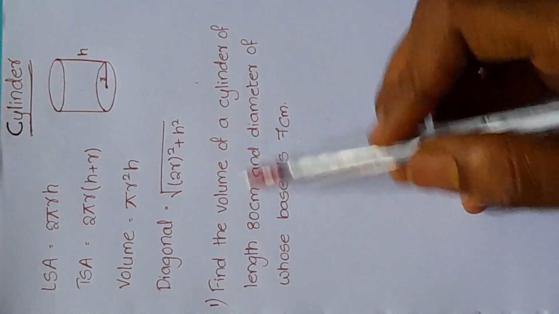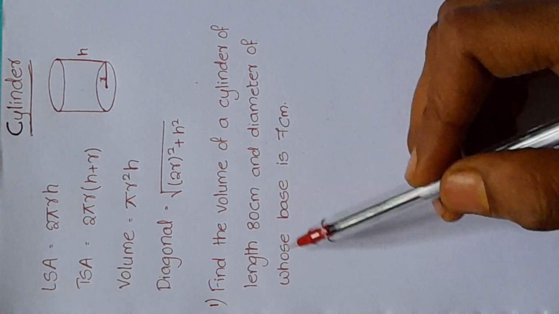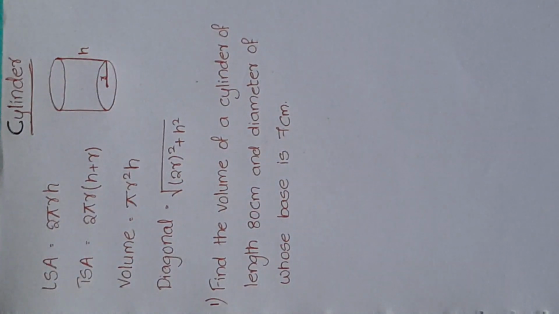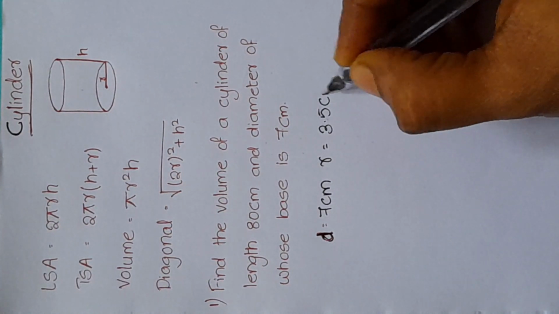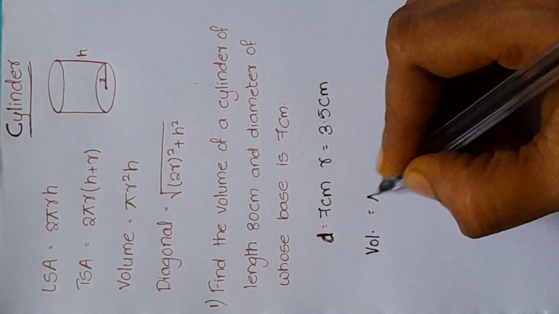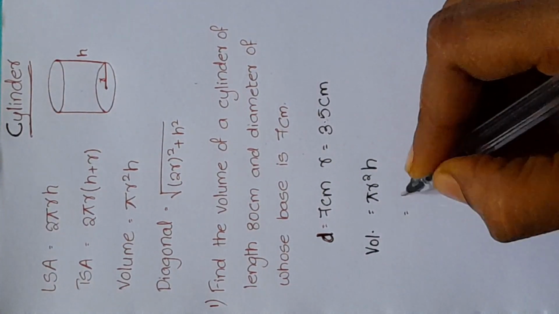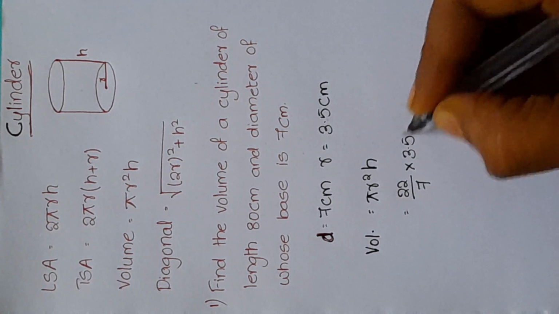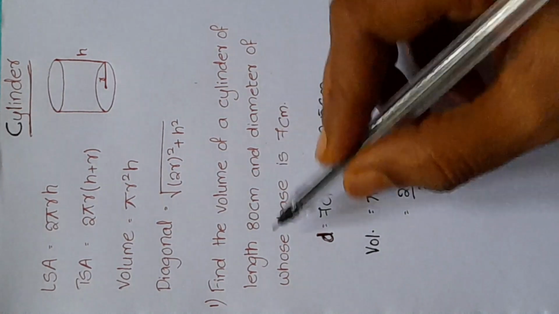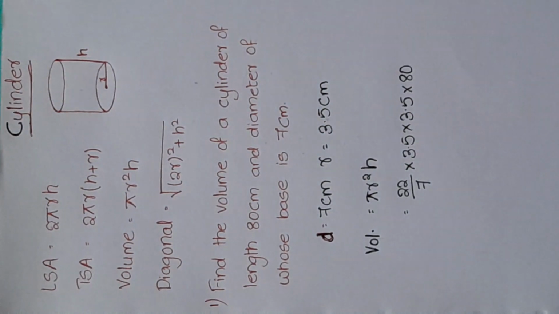First question. Find the volume of a cylinder of length 80 centimeters and diameter whose base is 7 centimeter. Here diameter is given as 7 centimeters. So the radius becomes 3.5 centimeter. Volume of the cylinder formula is pi r square h. Pi value is 22 by 7 into 3.5 into 3.5. H is the length, that is 80.